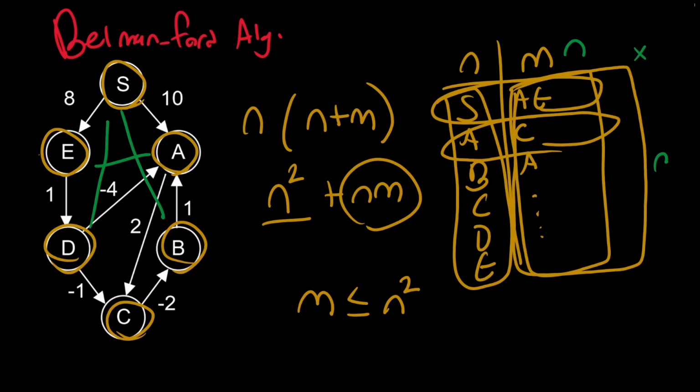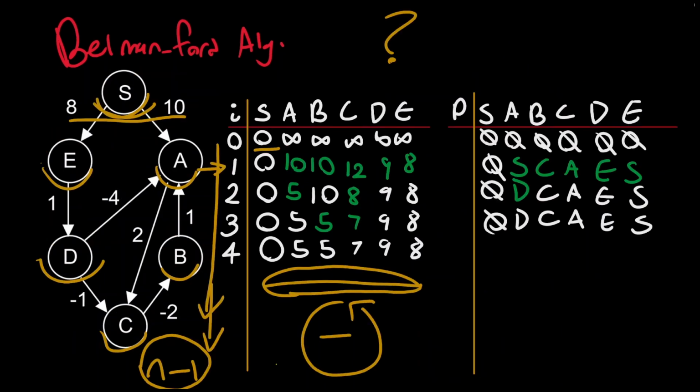Because in practice, usually most of the time, m is not going to be n squared, but since m is a variable that we really just want to keep track of, it's going to be big O of m. And that is the runtime of the Bellman-Ford algorithm. And that is the end of the video.